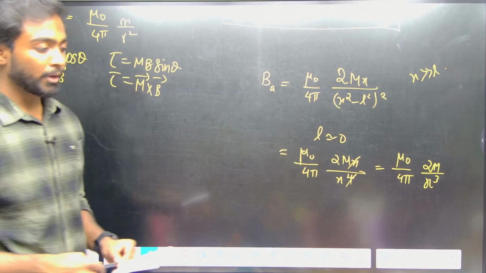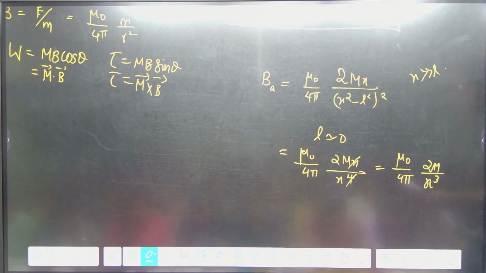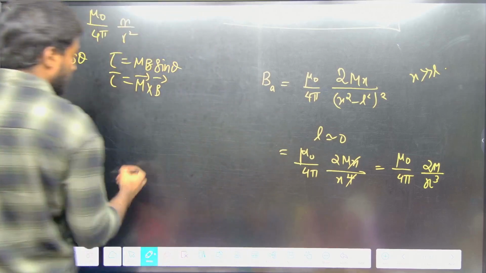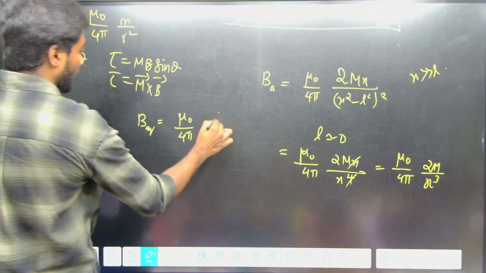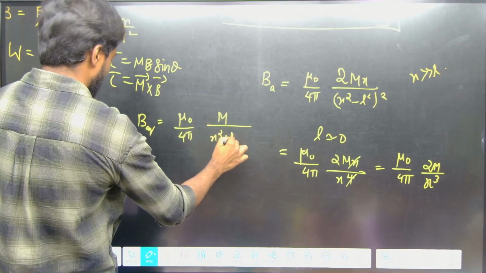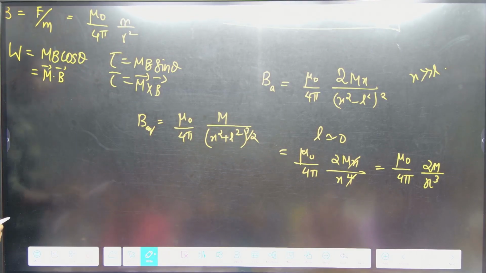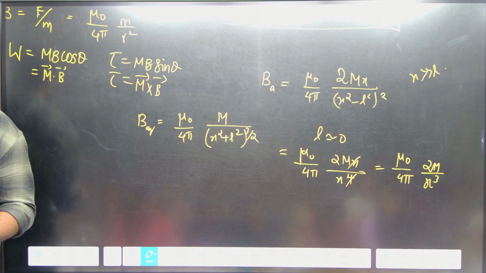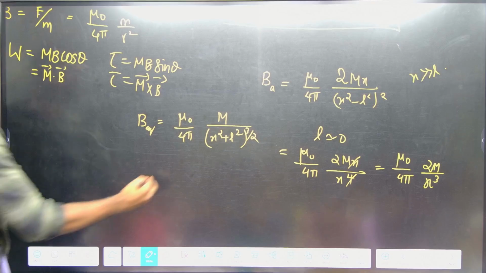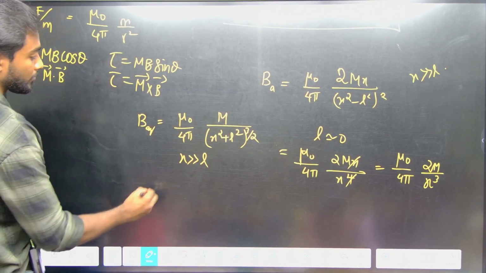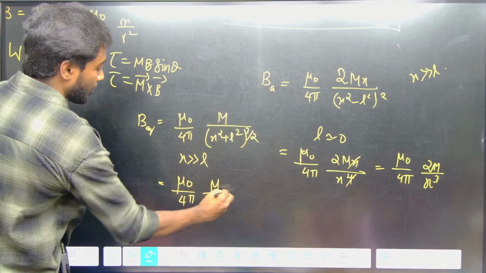The next one is the equatorial point. So the axial point has been completed. Now the equatorial point. So B equatorial will be equal to mu naught by 4 pi m by (x square plus L square) power 3 by 2. Again, if x is greater than L, what happens? So the same formula, mu naught by 4 pi m by x cube.